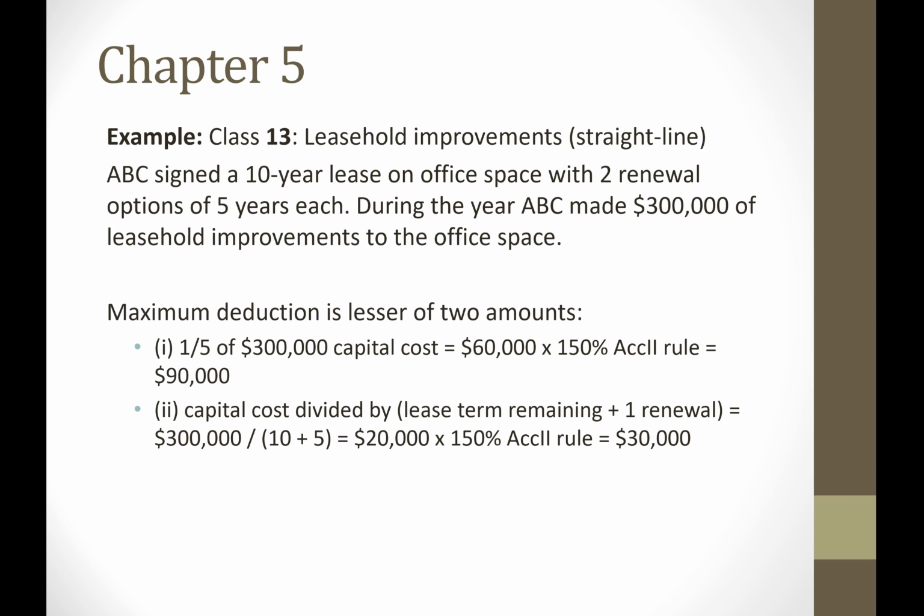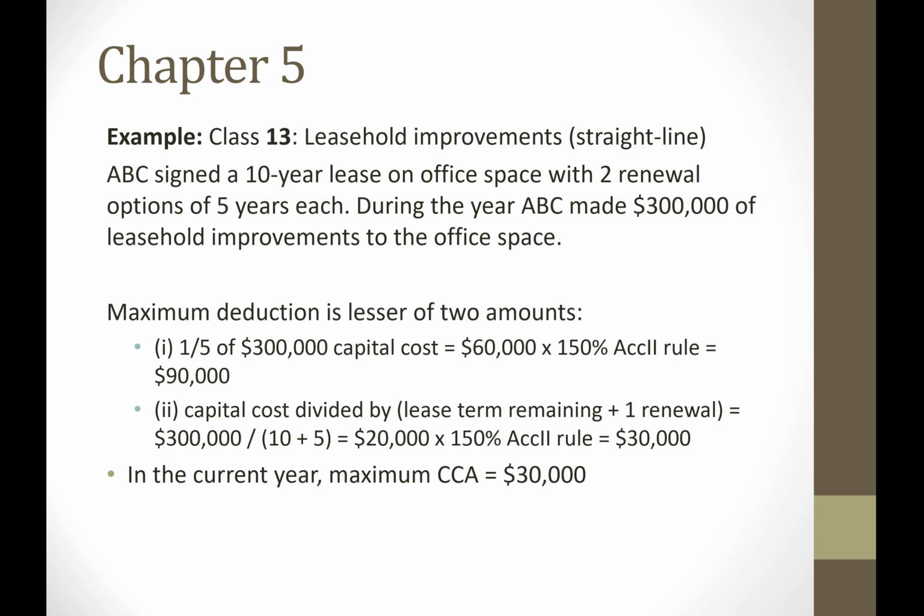The second calculation, we take the capital cost, $300,000, divided by the lease term remaining. In this example, we just signed the lease, so there's still the full 10 years remaining, plus 1 renewal option. Even though they're given 2 renewal options, we just add 1, so it's $300,000 divided by 15 years, which is $20,000, multiplied by 150% because of the accelerated investment incentive, and we get $30,000 for the second calculation. So because it's the maximum based on the lesser of these 2 amounts, the lesser is going to be $30,000. So in the current year, this first year, we get to take $30,000 CCA.